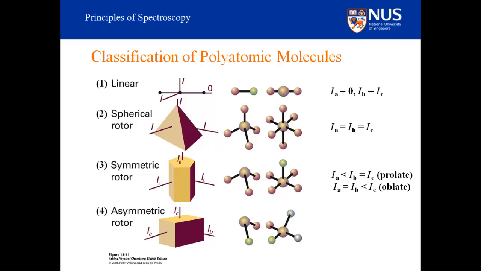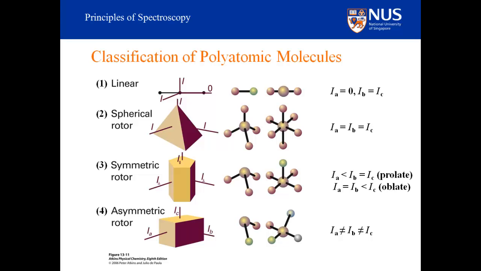And finally, we have what is known as an asymmetric rotor, where all 3 moments of inertia are different, where the moment of inertia around the A axis is smaller than that around the B axis, which is smaller than that around the C axis. They are all different from one another. This is known as an asymmetric rotor. It is by far the most complicated system to do, and we will not be discussing it any further.